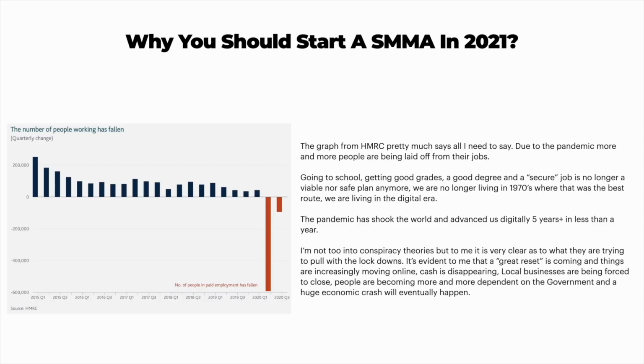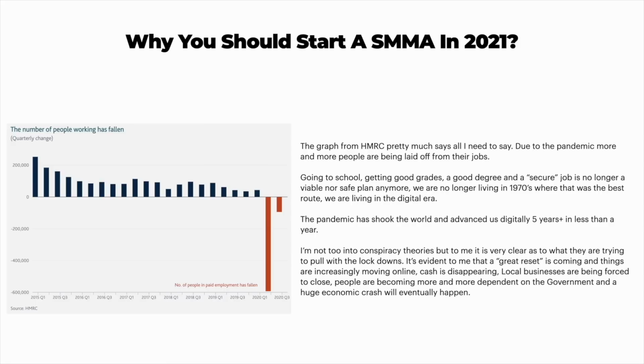See, if you take a look at the graph on the left here, you can see that the number of paid employment has actually decreased significantly. And this was back in Q1 of 2020. And as you can see, it's continuing throughout Q3 of 2020. And what it's going to do is continue to rise slowly and gradually. It's going to get better, of course, as things go back to normal. But as you can see, the pandemic has done absolute numbers in terms of employment and people being laid off. So as you can see, the graph from HMRC pretty much says all I need to say.